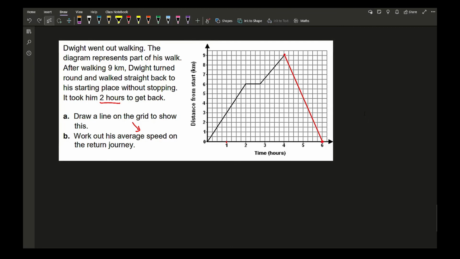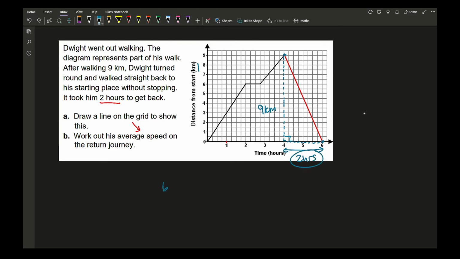Now the next question, B, says work out the average speed of the return journey. So again, I'm going to pick my 2 coordinates of the start of the return journey and the end of the return journey. And again, I'm going to turn that into a right angle triangle. Then I need to work out the height in terms of the kilometers. It's going from 0 to 9, so that's 9 kilometers. And the time difference is 2 hours.